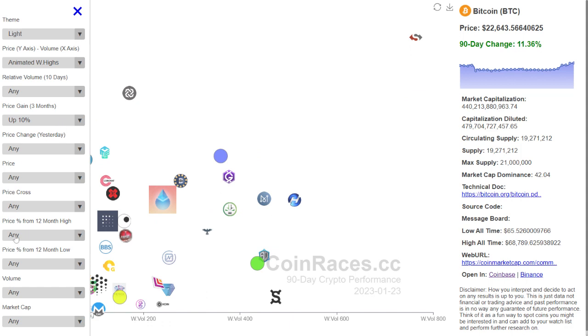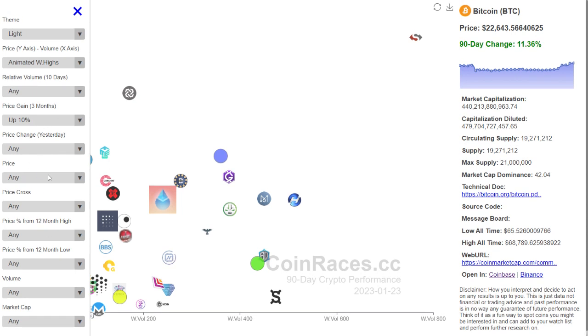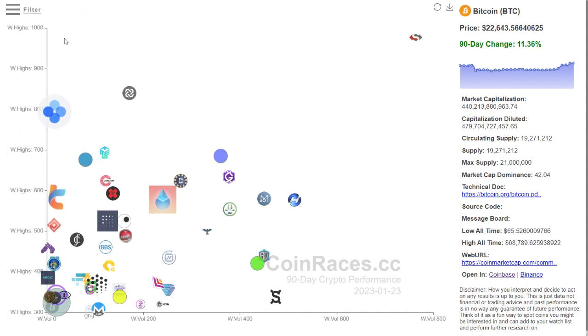Most of these indicators here I don't use. I just included them purely for the fun of it, and just to give you a little bit of an idea, if you want to play around with it, you can look for moving crossovers and price above a certain amount. But I just like to keep it fairly simple. I have the animated weighted highs because I just like seeing them move around a bit. But let me click on them and I'll start to show you what some of them look like.